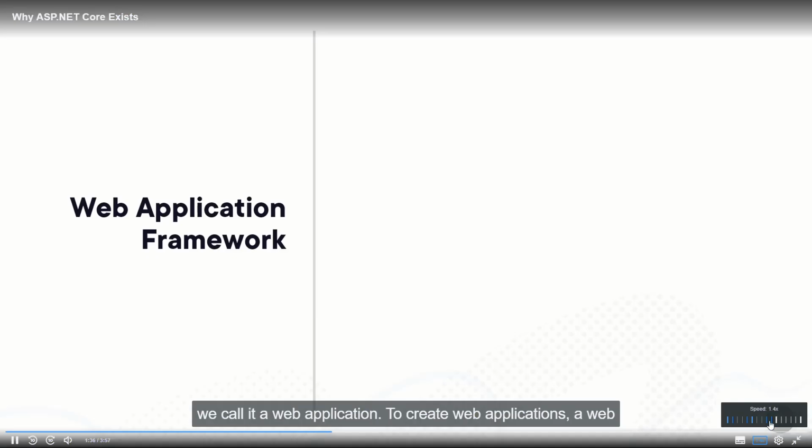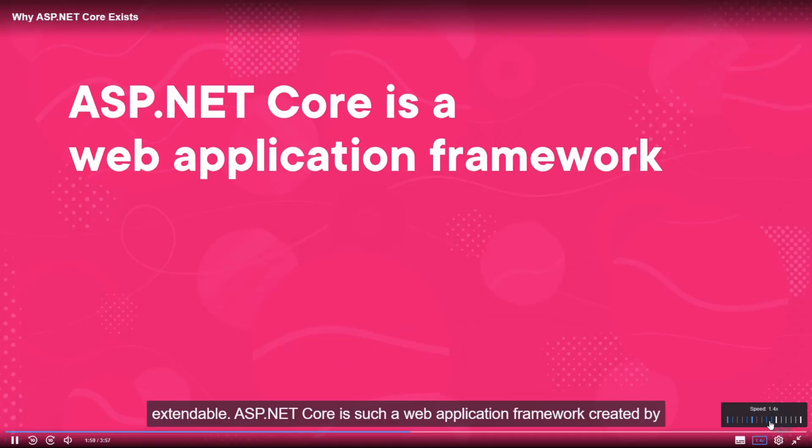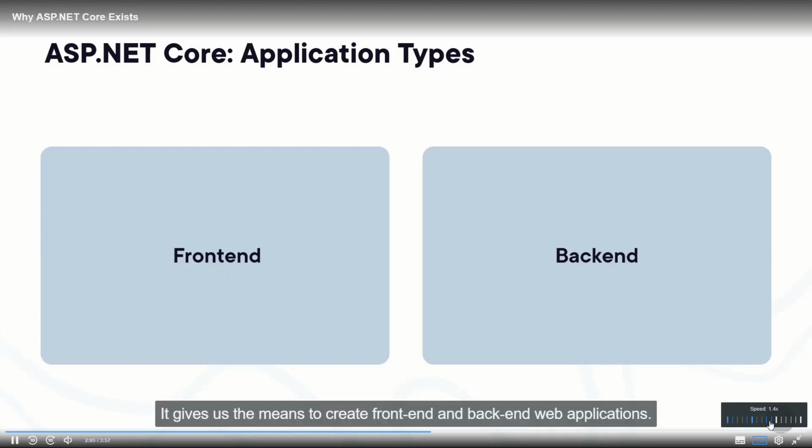To create web applications, a web application framework helps a lot. Something that gives us the building blocks to create the needed functionality and to give us a way to write our code in a structured manner so that it is maintainable and extendable. ASP.NET Core is such a web application framework created by Microsoft. It gives us the means to create front-end and back-end web applications.